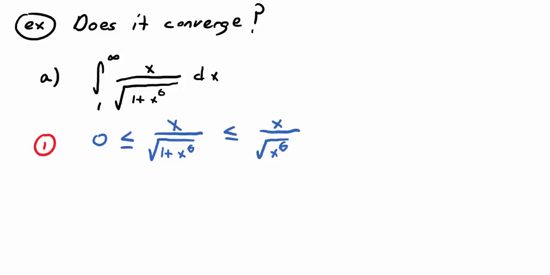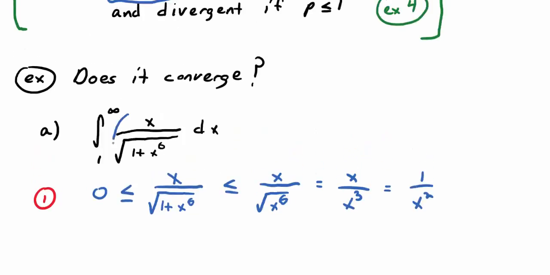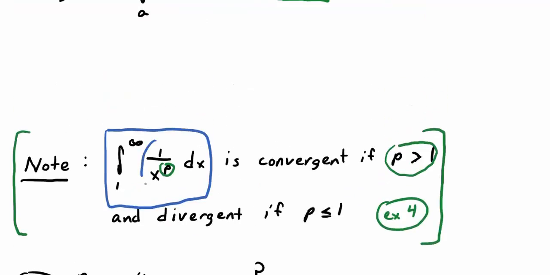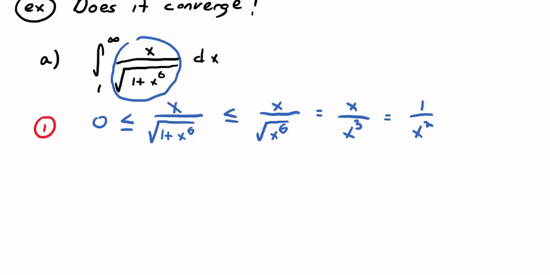That's step 1. Well, we want to simplify that guy on the right, though. What's the square root of x to the 6th? X to the 3rd, and then what's x over x to the 3rd? So that's the idea. I had in mind I could compare this given integrand with something of the form 1 over x to the p, so that I get a result from this note that I've put right here. Okay, so that's the comparison part, step 1.